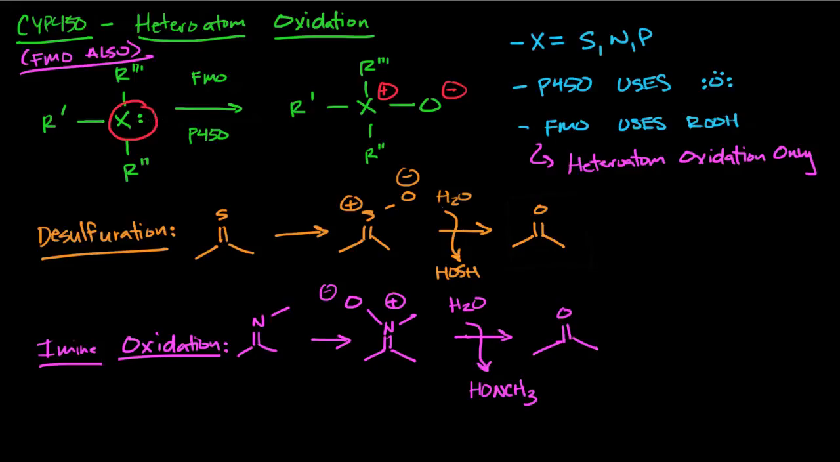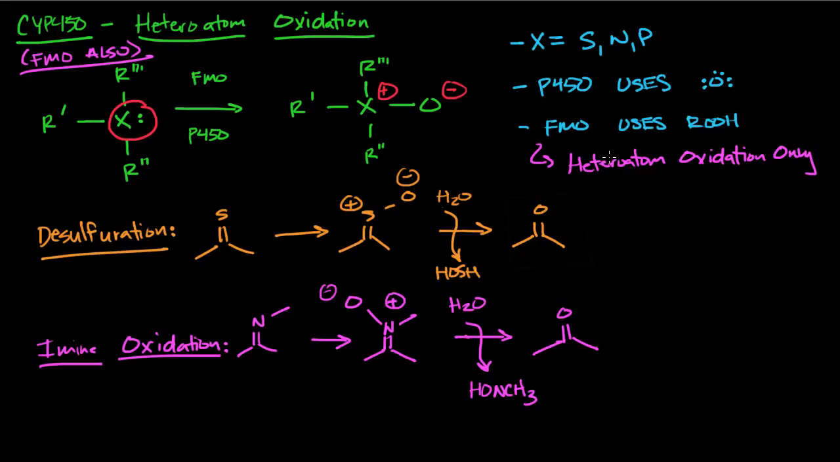Okay, so P450 uses oxene, and oxene is more reactive than what FMO uses. FMO uses a peroxide-like state. Okay, so you've got a peroxide. It's not as strong as oxene. That's why FMO can only do heteroatom oxidation, whereas P450 can do that plus your hydroxylation and the third reaction, which we haven't talked about, which is epoxidation.